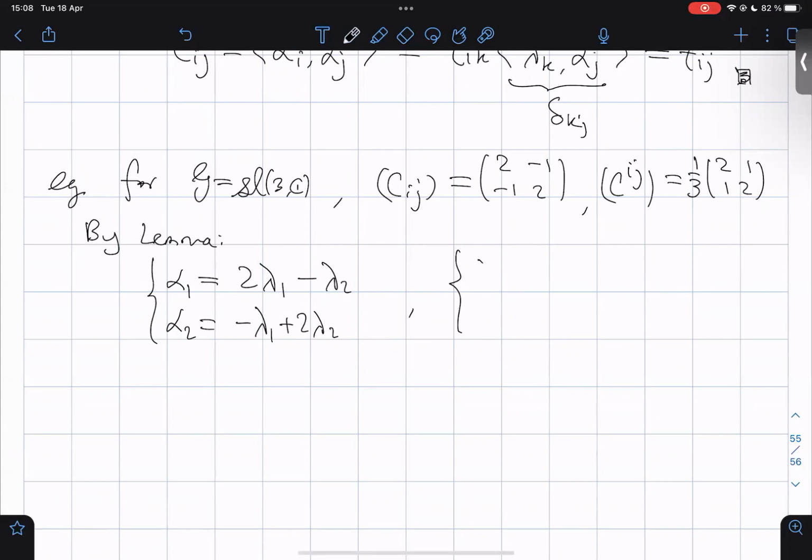Going backwards, I use the inverse Cartan matrix. So for lambda 1, I look in the first row of the inverse Cartan matrix. Okay, so I have this with this scaling. So we have 2/3 alpha 1 plus 1/3 alpha 2. Lambda 2, you look in the second row. 1/3 alpha 1, 2/3 alpha 2.